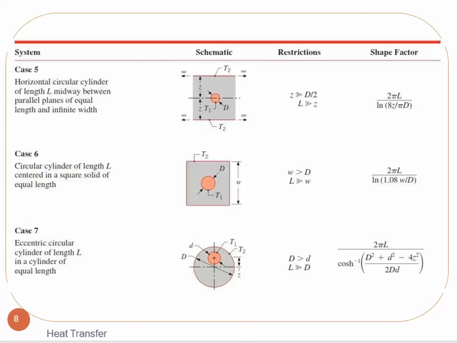Next, in case 5, the horizontal circular cylinder of length L midway between parallel planes of equal length and infinite width. In this, a cylinder has been taken almost at the center between two surfaces at temperature T2, and the distances between the upper part and the lower part are equal, that is Z. Here Z is greater than D by 2 and L is also greater than Z. Then the formula will be 2 pi L by natural log of 2Z by pi D.